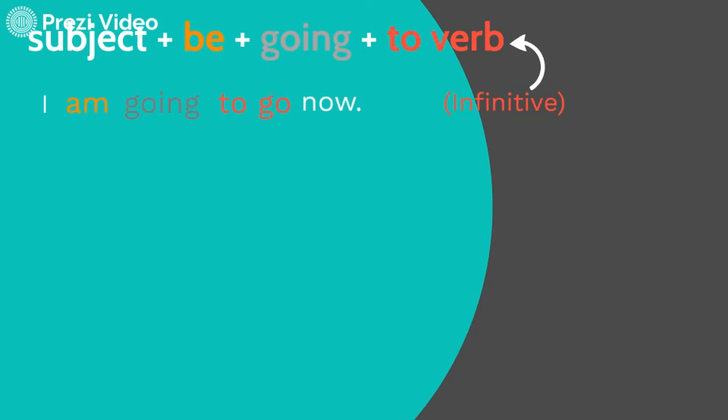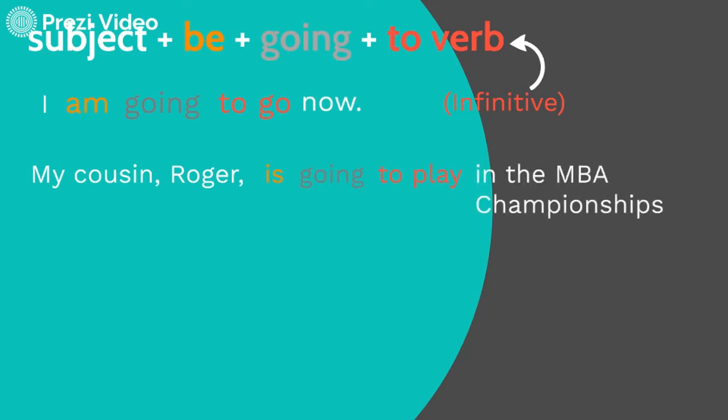This is the future progressive. It is what I am going to do. Another example: my cousin Roger is going to play in the NBA championships. Full disclosure, this is a complete lie. I don't have a cousin Roger, and he's not playing in the NBA championships.